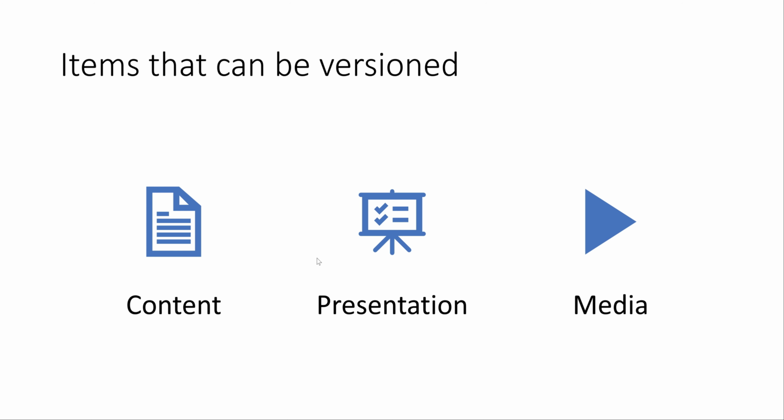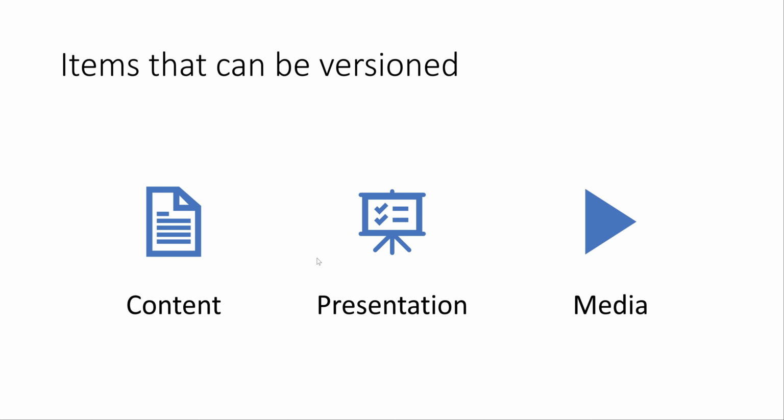And third is media. By default, media is not versioned. So whenever you upload some image or some document, it will be unversioned. That means the same exists for all the languages and all the numbered versions. But this can also be versioned based on use cases. So at a broader level, these are the three things: content, presentation, and media that can be versioned.